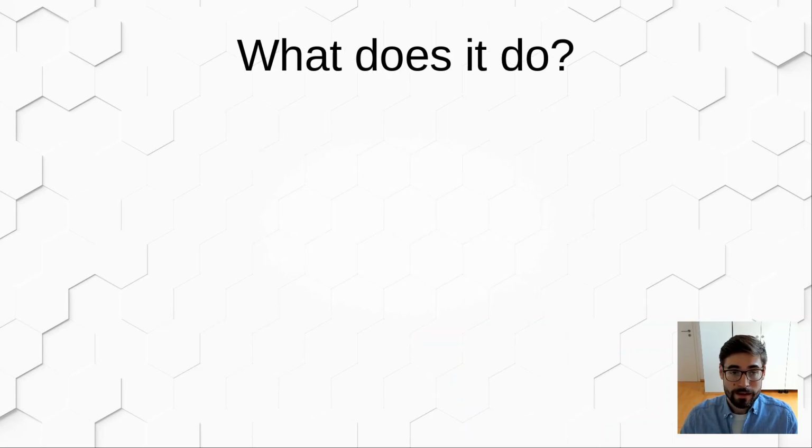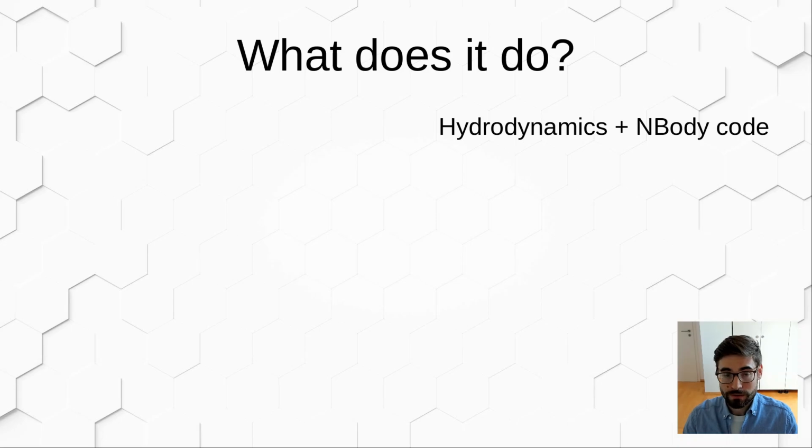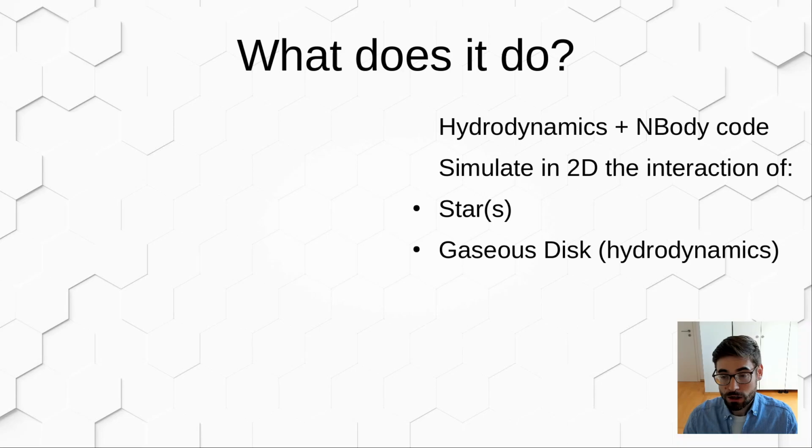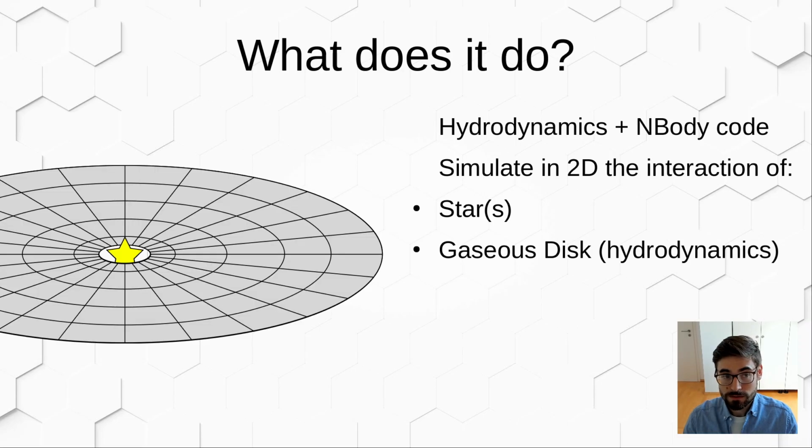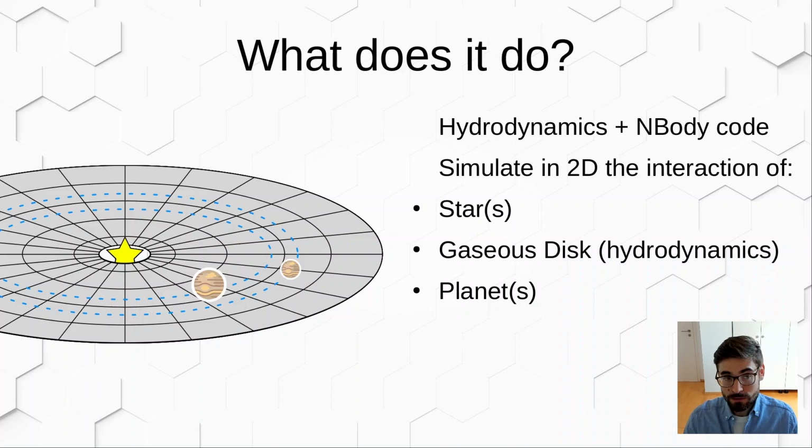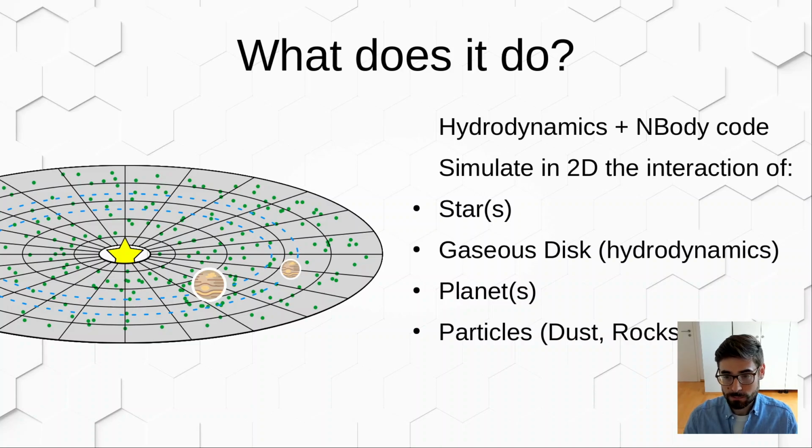What does it do? FargoCPT is a grid-based hydrodynamics code coupled to an n-body code, and it is intended to simulate a 2D interaction of stars and a gaseous disk, something like this here, star in the center, a disk around. And we can also add into the mix a planet or also two. And additionally, which is becoming more and more important, to couple to observations, we can also simulate particles, which can be dust, but could also be something up to planetesimal size objects.